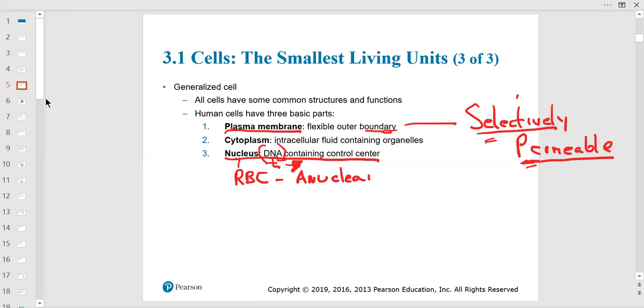Anuclear. If you see an A in front of something, it usually means that it's not there. Make sense? It has to. All right. So DNA, and you have proteins, things called chromatin, which you'll see.